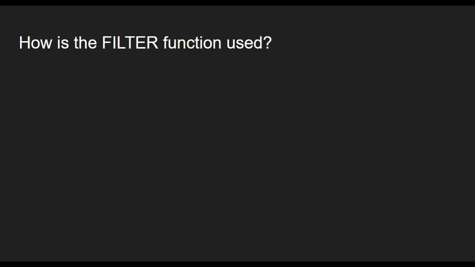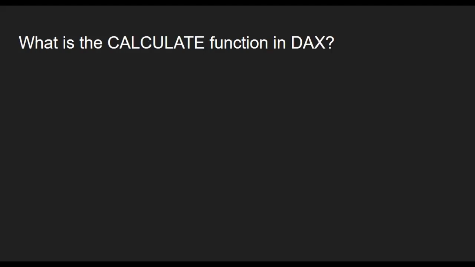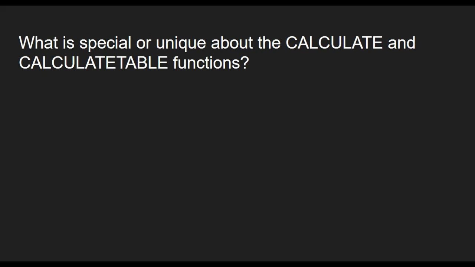Next, what is the CALCULATE function in DAX? The CALCULATE function measures the sum of a column from any table and can be modified with filters. What is special or unique about CALCULATE and CALCULATETABLE functions? These are the only functions that allow you to modify filter context of measures or tables, add to existing filter context of queries, override filter context from queries, and remove existing filter context from queries.